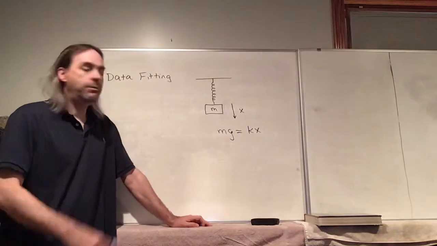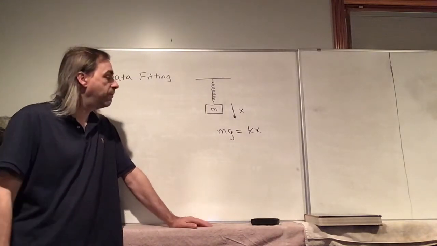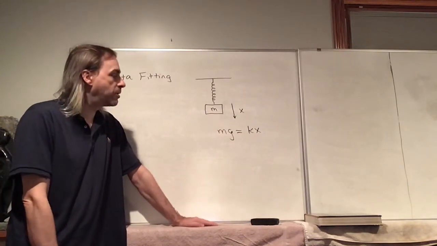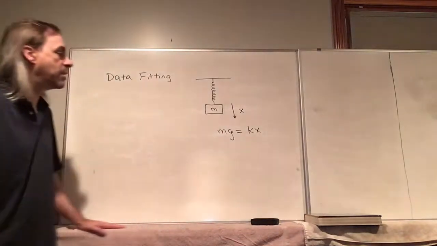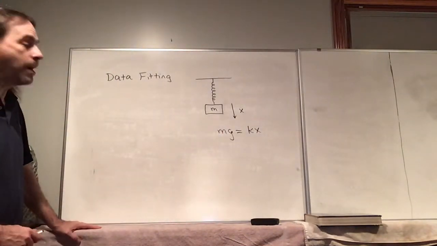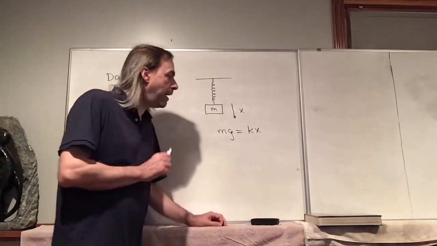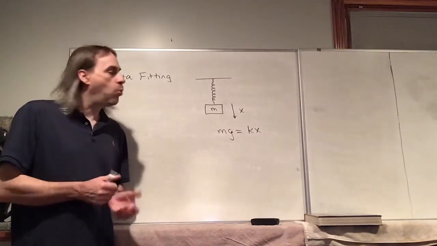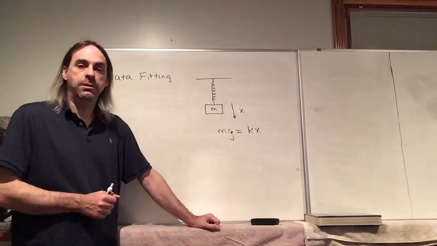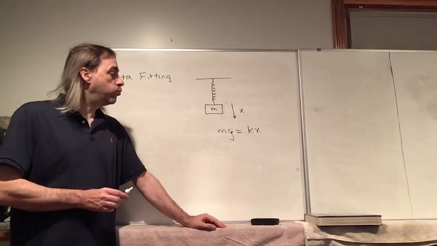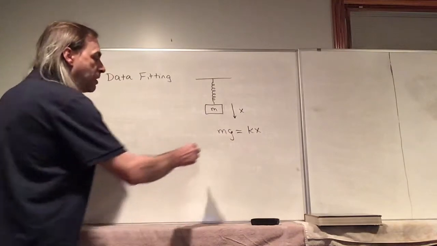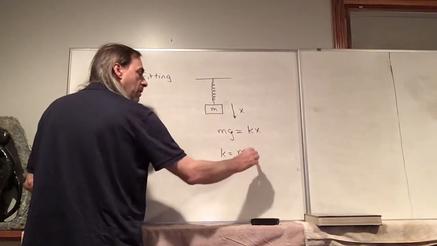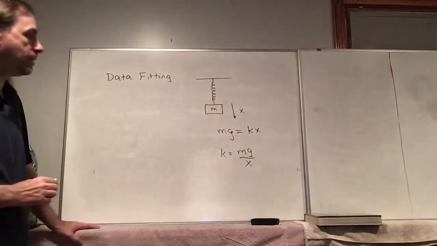g is just that, acceleration due to gravity. We've talked about that before. And k is a property of the spring. It's called the force constant of the spring, or very often just called the spring constant. Okay. So let's say that we have an experiment where we have a spring and we want to know what the force constant of that spring is. And so one way we could do this, we just solve this equation for k. So k is mg over x.